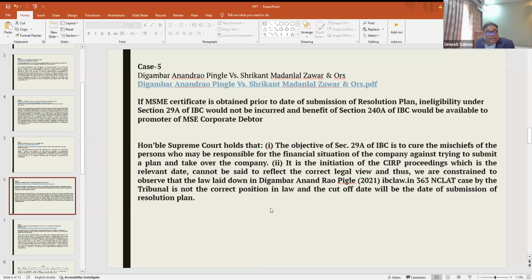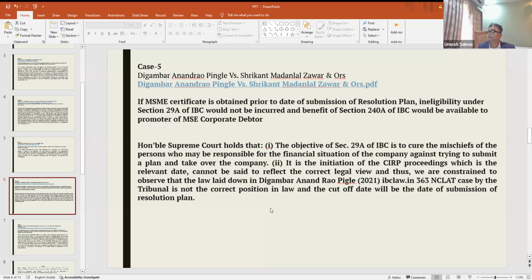I hope this is a very interesting case. Sir, we are all discussing whether the benefit of section 240A of IBC would be available to the promoters of the MSME corporate. Here, the MSME corporate debtor got ample and good chances to come back with good intent to start the business. But somewhere it was tried to make manipulation, but the court has given a good observation.